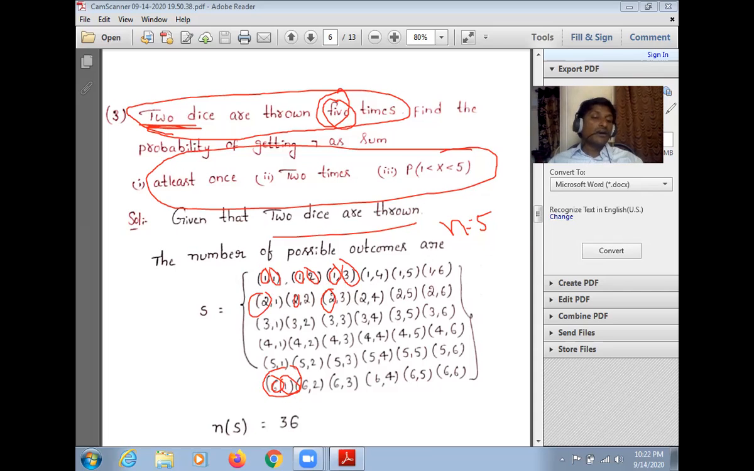Or in other words, we already have the formula. If you are throwing a dice n times, the number of possible outcomes is 6 power n. So here, how many dice are we throwing? 2 dice. So for that, 6 square, so 6 square is equal to 36. That one we wrote here. What do those 36 mean? You need to remember these things. Now n of s is nothing but the number of outcomes. How many outcomes? 36. So 36 outcomes we wrote here.